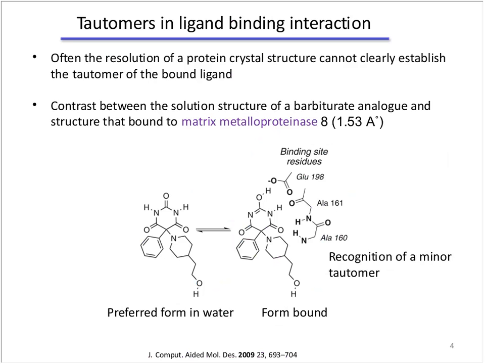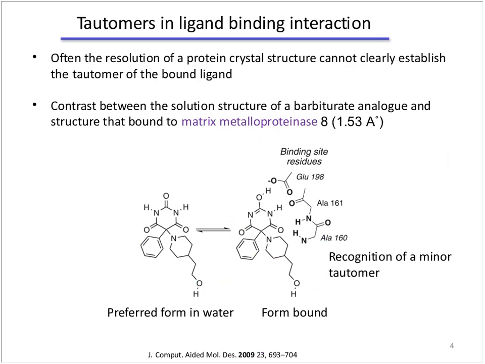So, tautomers in ligand binding interactions. How do tautomers behave in the binding site? If we have very good resolution, we can easily detect the correct hydrogen positions in the molecule. Usually we believe that the most stable form of the molecule binds in the active site. But there have been some cases where it has been found that even a minor or less stable tautomer is binding in the active site.